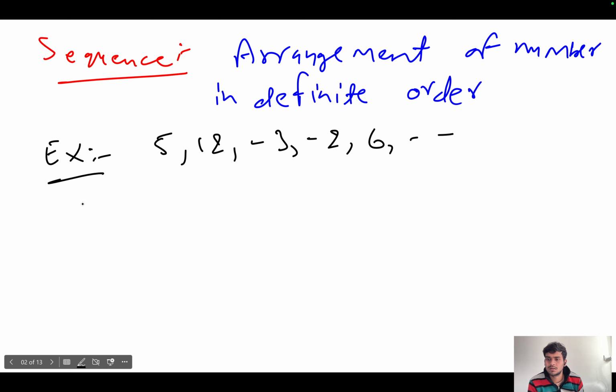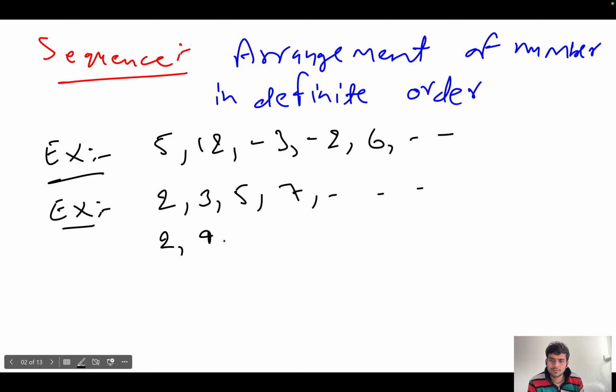We can also take the example of prime numbers. The set of prime numbers, like 2, 3, 5, 7, like this. And another example is 2, 4, 6, 8, and so on.